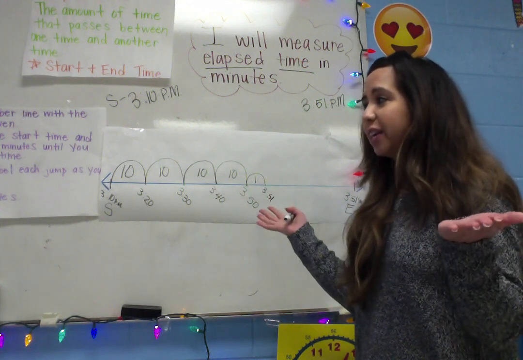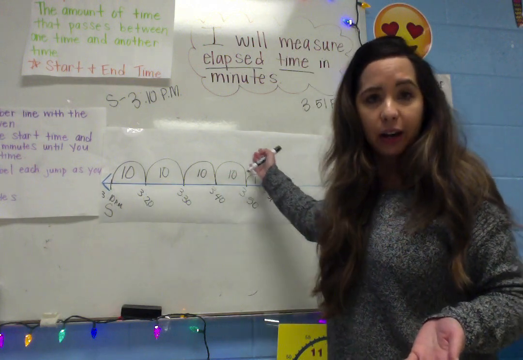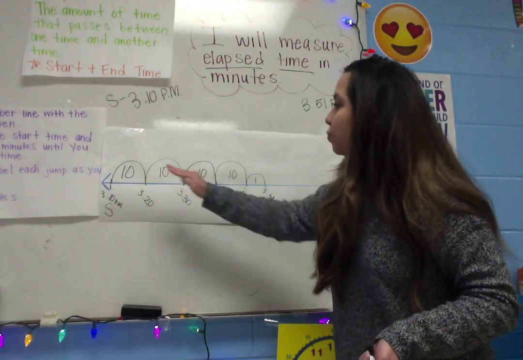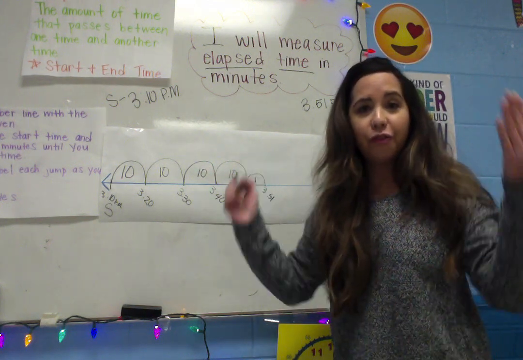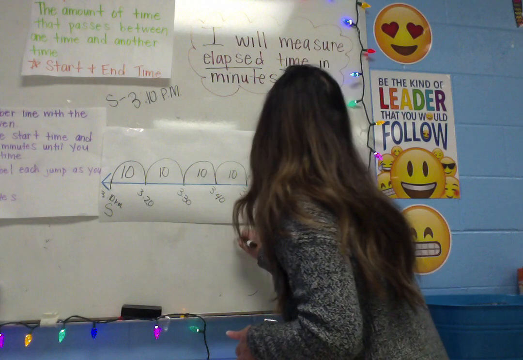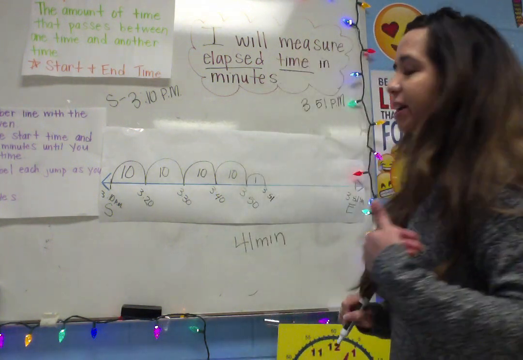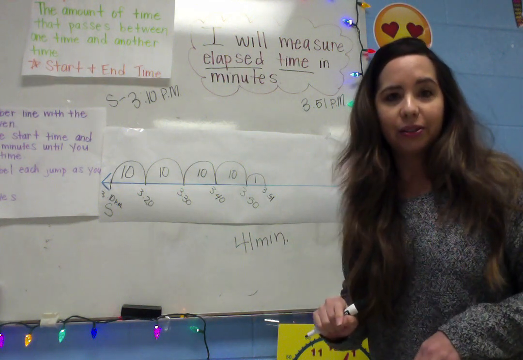Now that we drew and labeled each jump as we were counting on by 10 minutes and then this 1 minute, the very last thing that we're going to do is add up all of our jumps, add up all of our minutes. All right, so let's start here. 10, 20, 30, 40, 41. So 41 minutes. Okay, it took me 41 minutes to get off work, go to Walmart, and then come back home. 41 minutes, and I'm going to abbreviate my minutes, okay?